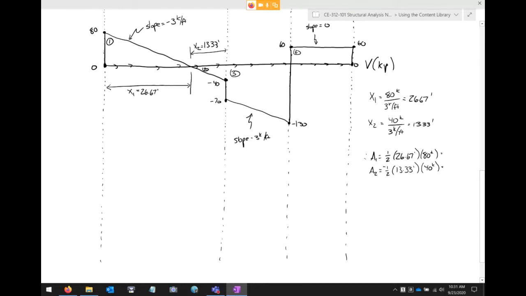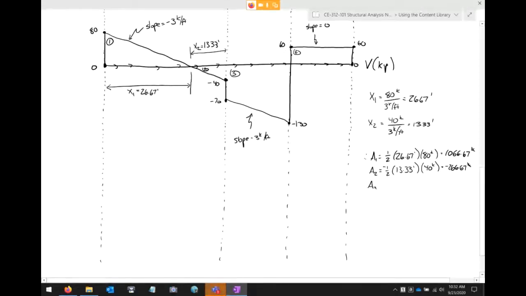All right, so somebody help me out with the first area and the second area. What do we get for area 1? 1066.67, yeah, and that's foot kips. What about this one right here, this A2? A2, negative 266.67 foot kips, exactly right. Okay, so that's area 1, area 2.